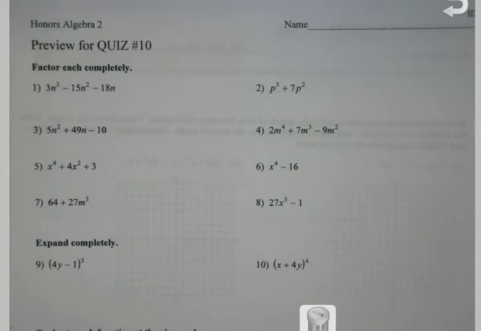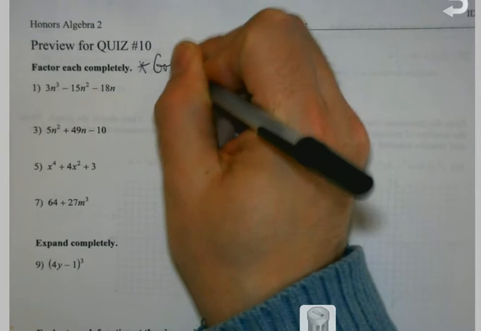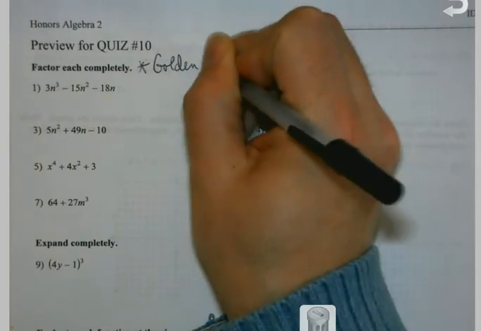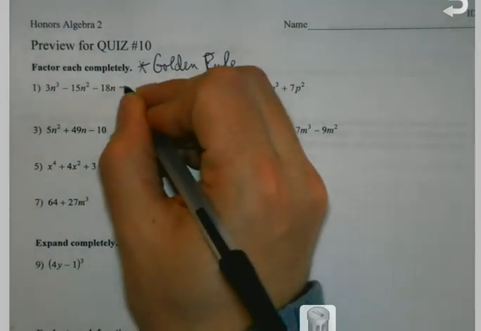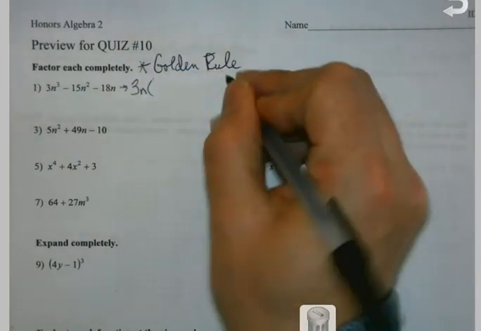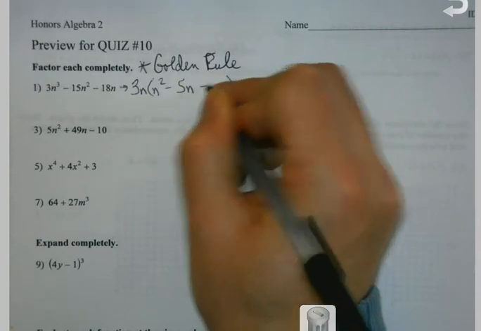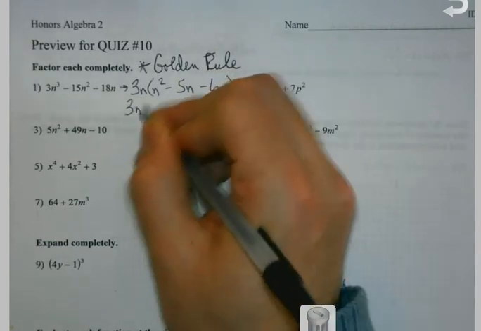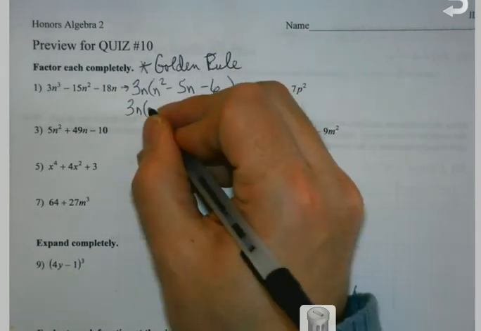So here we go. Factor each completely. First rule of all factoring at all times. Golden rule. What do they have in common, if anything? Well, if they do, that needs to come out first. And whatever I have left then is what I'm going to attempt to factor. And in a lot of cases, just by taking out that common factor, it makes this a lot easier.